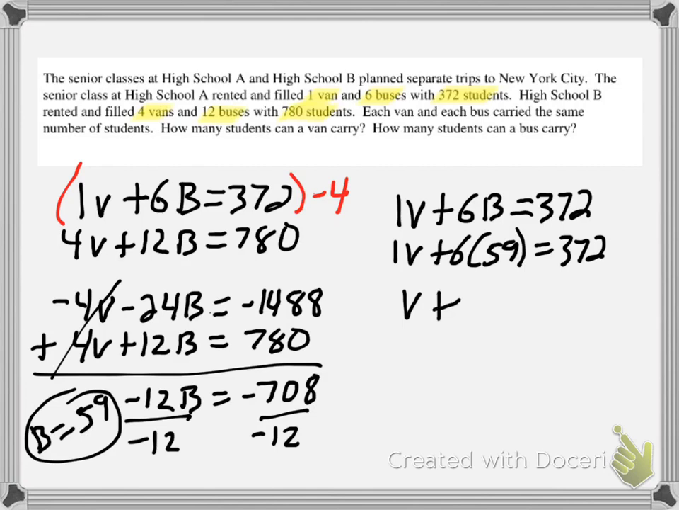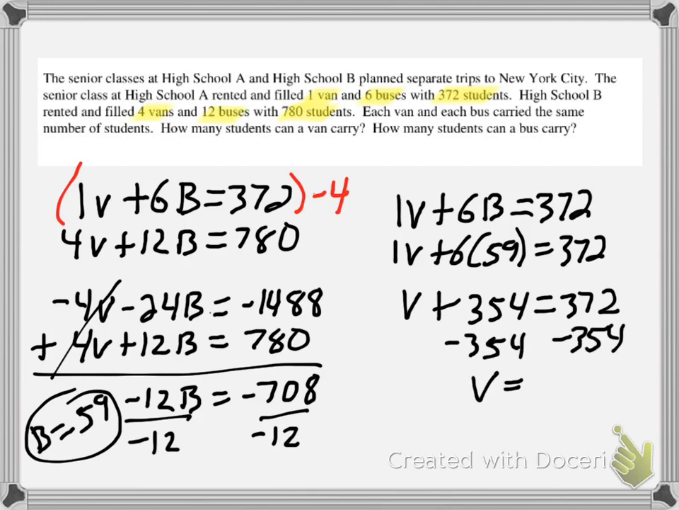And 6 times 59 gives me 354. So I subtract 354 from 372 on both sides, and I get that v is equal to 18. So each van can hold 18 students, whereas each bus can hold 59. Alright, so hopefully if you did try that one on your own, you were able to get that.